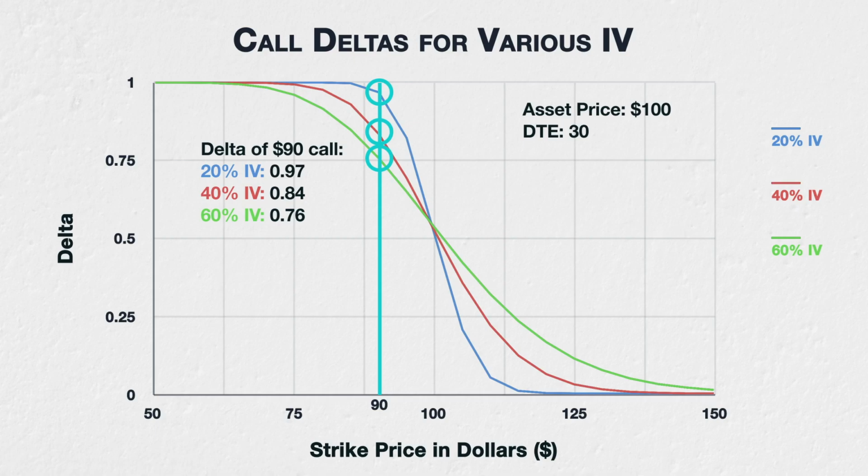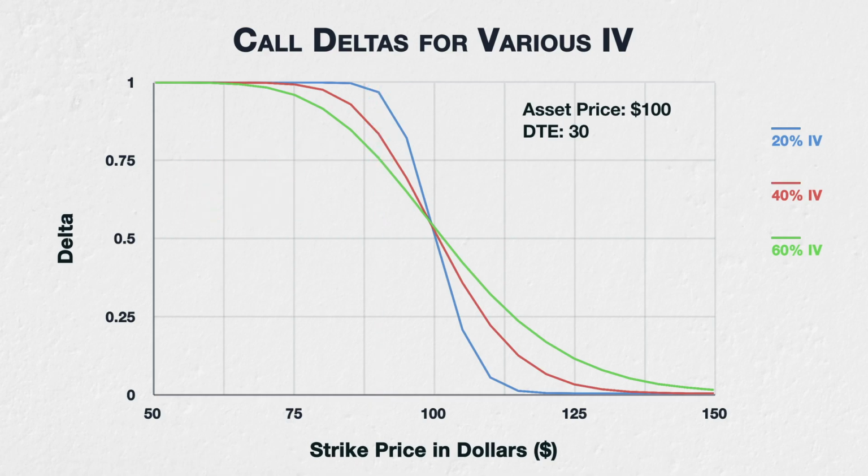Bringing this back to what delta actually is, i.e. how much the option is expected to increase in value for a $1 increase in underlying price, this difference means that with 20% IV, this $90 call option would increase in value by 97 cents if the underlying price increased from $100 to $101. However, with 60% IV, this same option would only increase in value by 76 cents for the same underlying price increase from $100 to $101.